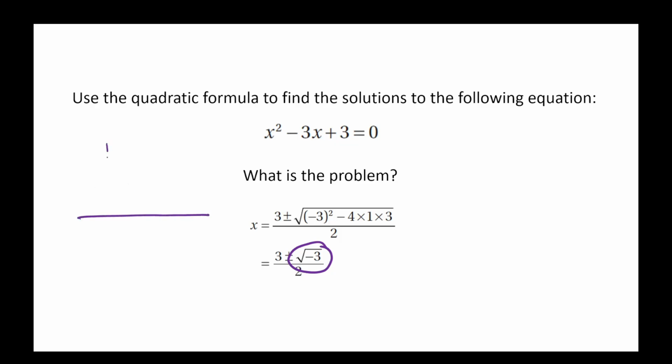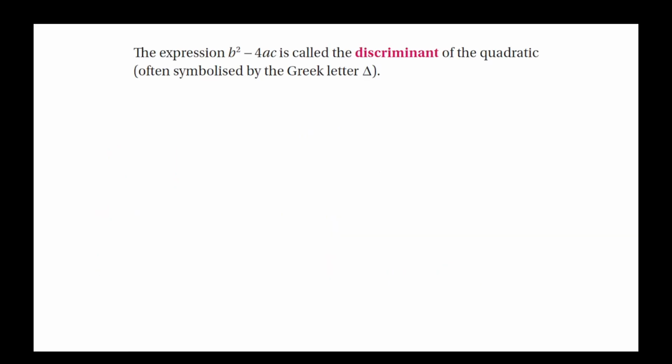So if we plot this quadratic, which is going to be a positive parabola, then the minimum point of the parabola does not cross the x-axis, so therefore this would have no solutions. And this also applies to any quadratic equation that, when we substitute it into the quadratic formula, produces a negative number in the square root: it will have no solution, so the parabola does not cross the x-axis. Now the expression b squared minus 4ac is what we call the discriminant of the quadratic, and is often symbolized by the Greek letter delta.